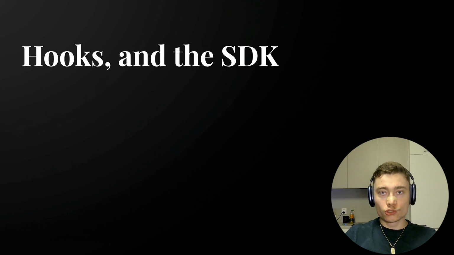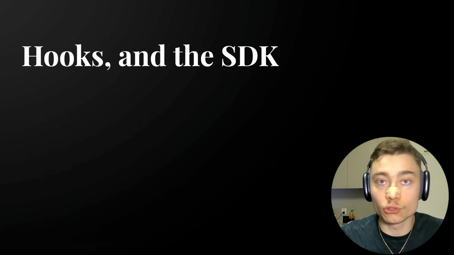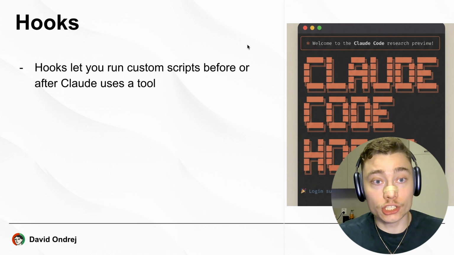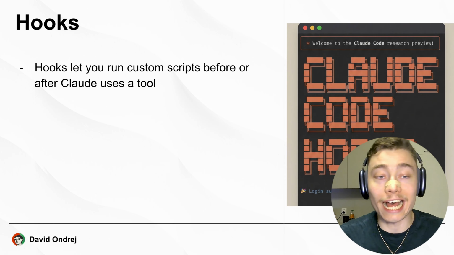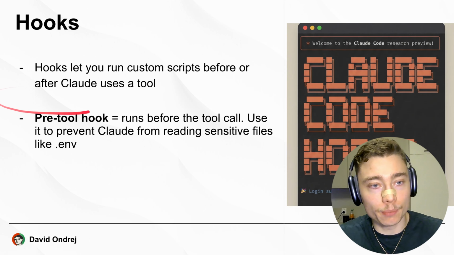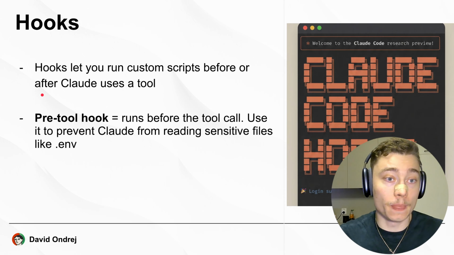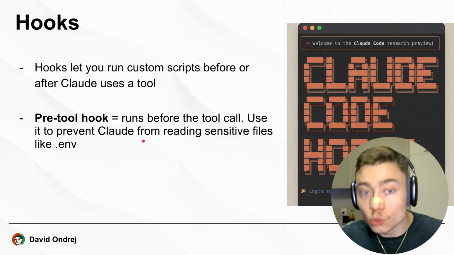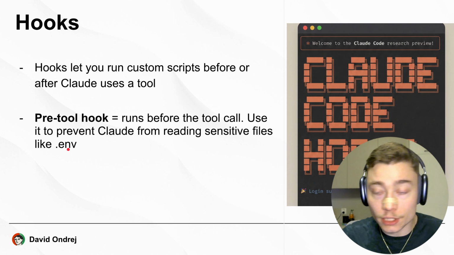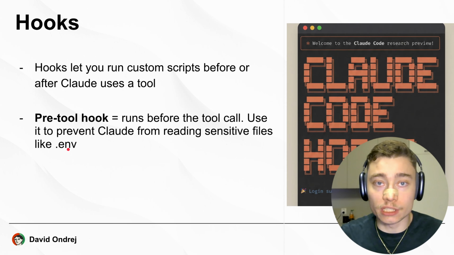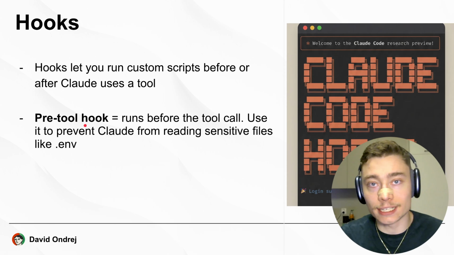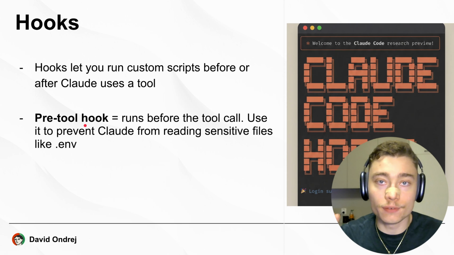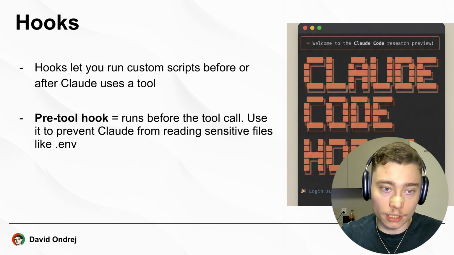Now here's where it gets interesting. The next section of the course talks about hooks and the SDK. So this is for the people who are actually logged in. Hooks let you run custom scripts before or after Claude uses a tool. So for example, a pre-tool hook would run before a tool call. And you can use it to prevent Claude Code from doing things you don't want it to do, such as reading sensitive files like .env, or maybe you don't want it to change a specific file. You would create a hook that runs before every tool call that checks what Claude wanted to do. And if it is against that rule, it doesn't let it do it.